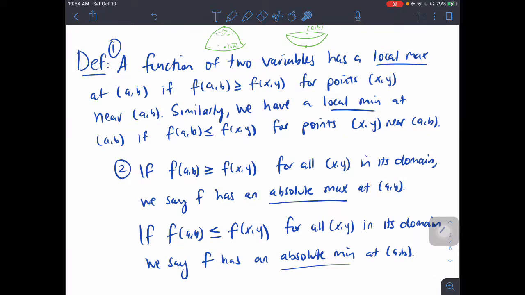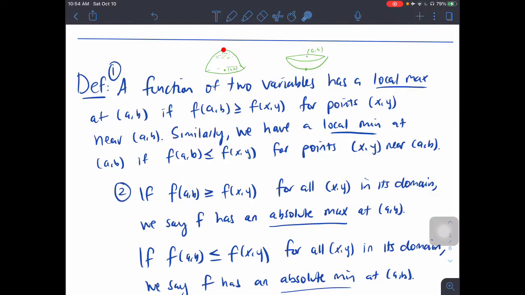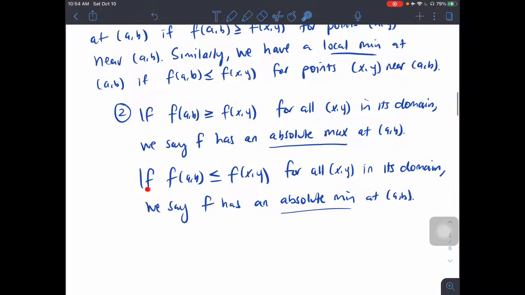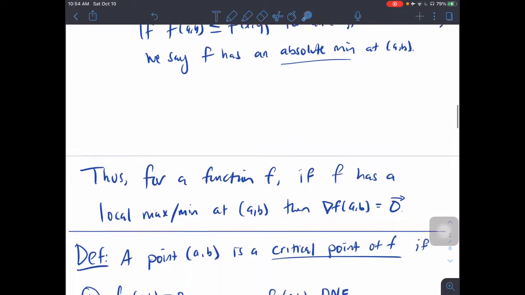Okay. And so if the output value at (a, b) is greater than or equal to all the other z values for all of the points in the domain, that means, for example, this output value would be the biggest one out of the entire z values on the surface. We say that f has an absolute maximum at this point. And same thing with absolute minimum. If the output value at (a, b), or that z value, is the smallest one, so less than or equal to all the other z values for all the other points in its domain, we say f has an absolute minimum, okay? So that's their formal definitions, so keep that in mind.